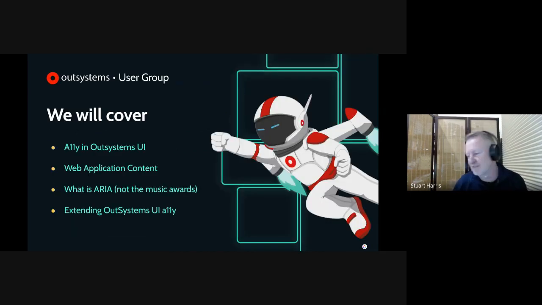We're going to cover what accessibility features we get in OutSystems UI already, OutSystems UI being the user interface framework in OutSystems. I'm going to cover briefly, because we've gone over it a little bit, what you need to do for your web application content. Then we'll talk a little bit about ARIA. Unfortunately, for those really interested in music, we're not going to be talking about the Australian Music Awards. And then talk a little bit about extending OutSystems UI.